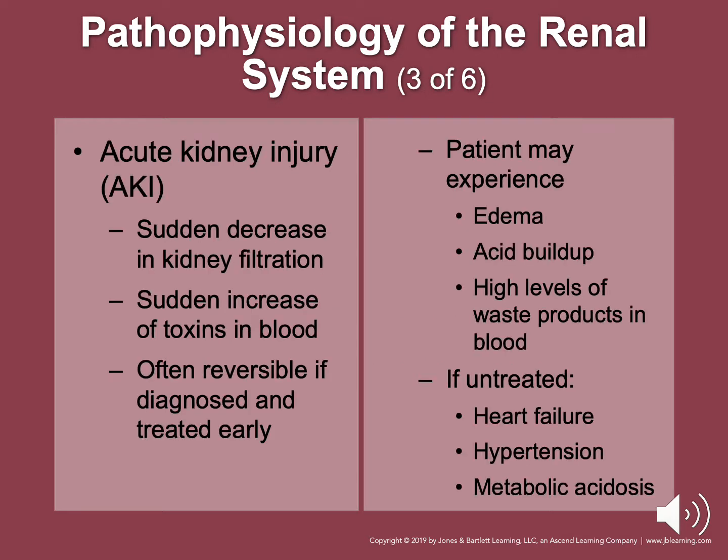Oliguria is urine output of less than 500 mL per day. Anuria is cessation of urine production. The patient may experience generalized edema as waste products build up to high levels in the blood. If left untreated, heart failure, hypertension, and metabolic acidosis could occur.